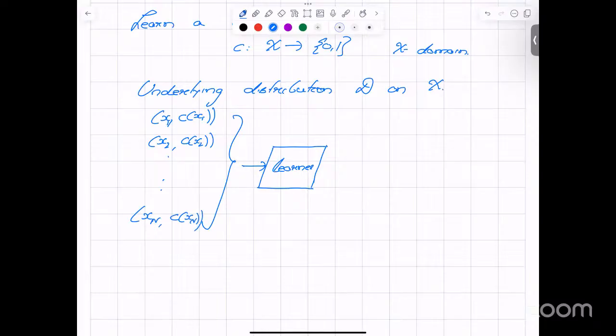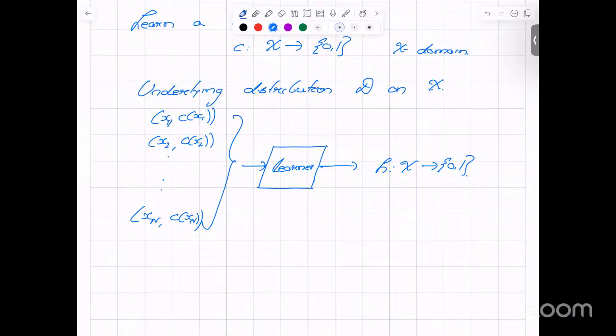The distribution is on the domain. So you get to see random samples from the domain and also the labels of the samples. Based on this, you need to come up with a hypothesis. That's your output. For a fixed point in the domain, the label is fixed.